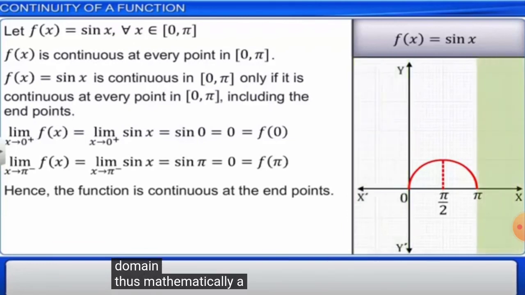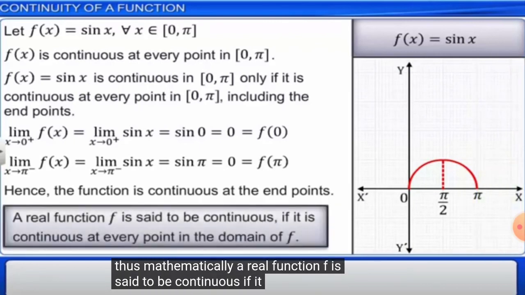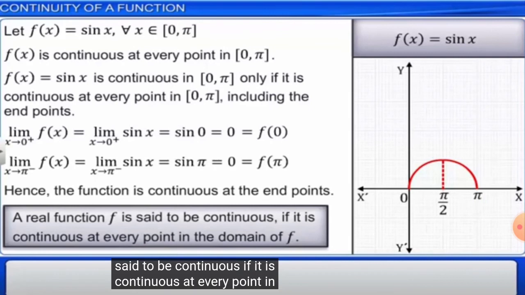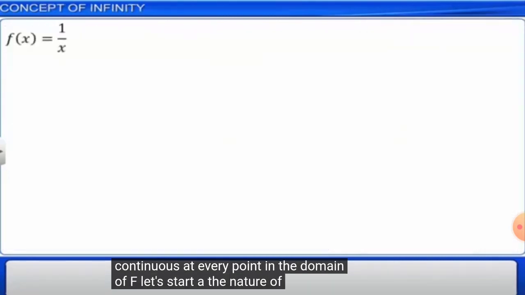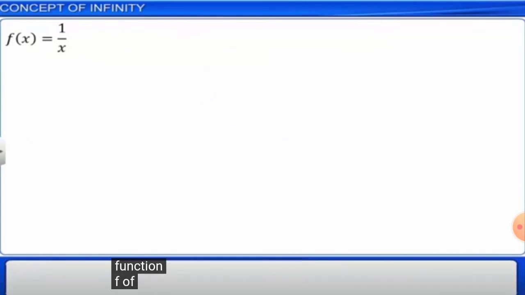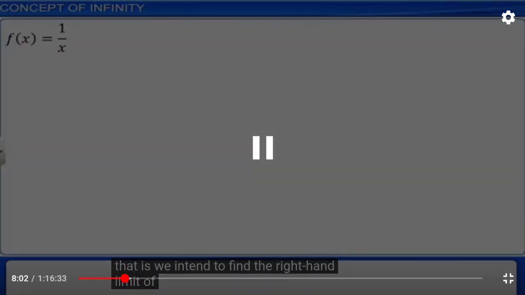Thus, mathematically, a real function f is said to be continuous if it is continuous at every point in the domain of f. Let's study the nature of the function f of x equal to 1 divided by x as x approaches 0 from the right. That is, we intend to find the right-hand limit of the function.